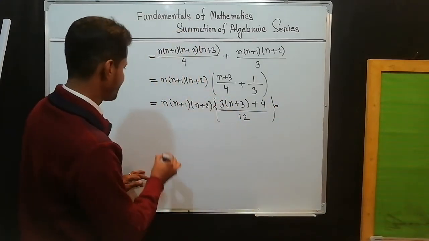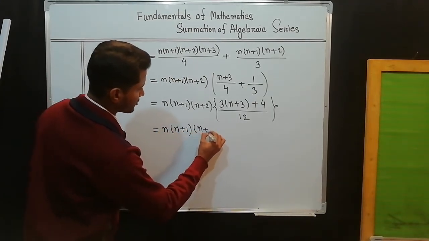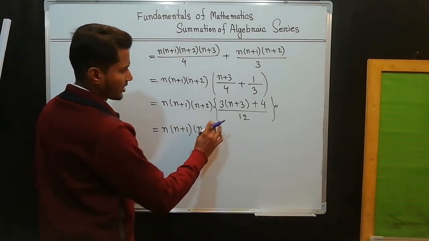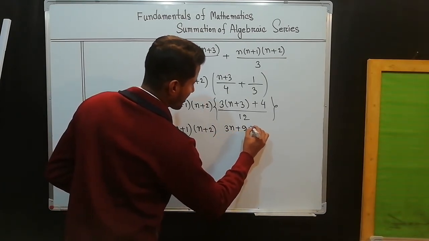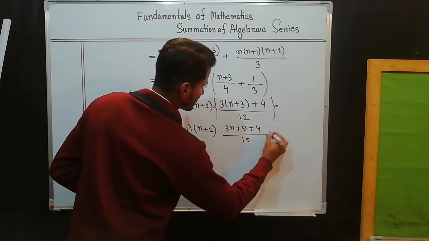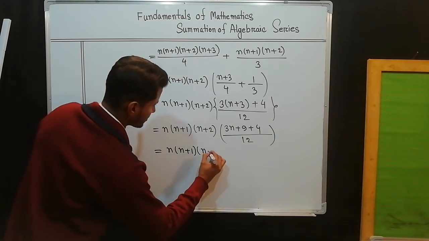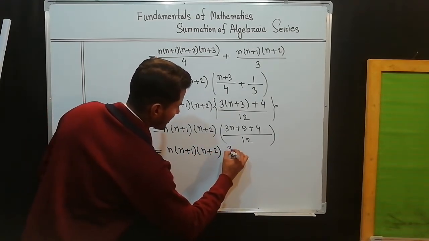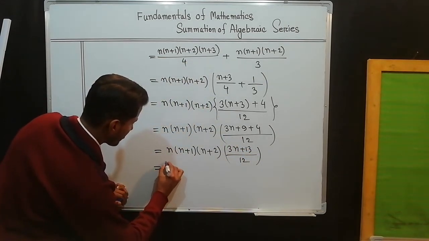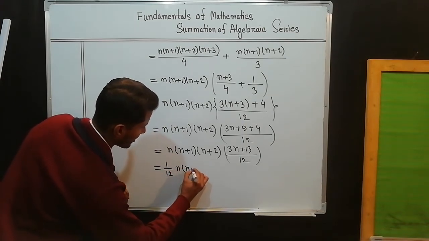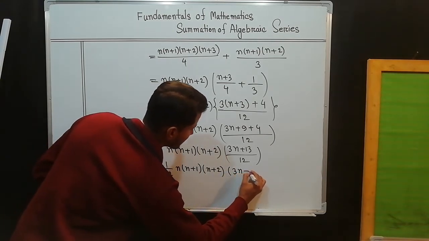Taking the second bracket, we evaluate: (3n plus 9 plus 4) by 12. Finally n into (n plus 1) into (n plus 2), then (3n plus 13) by 12. We write it as 1 by 12 times n into (n plus 1) into (n plus 2) into (3n plus 13).